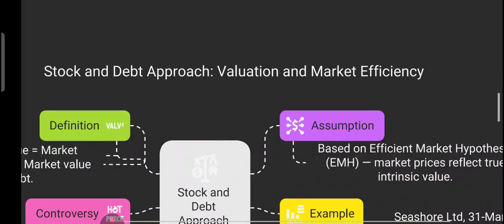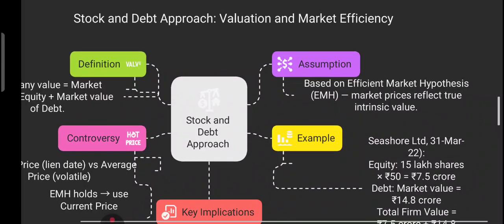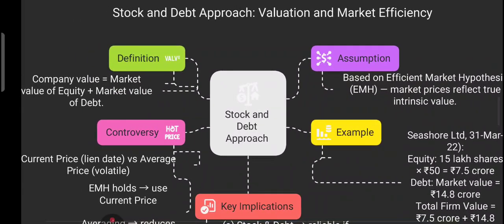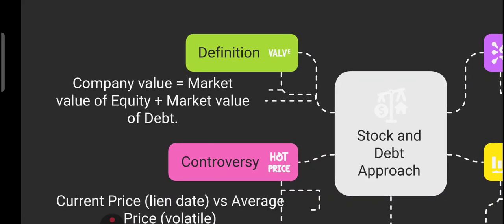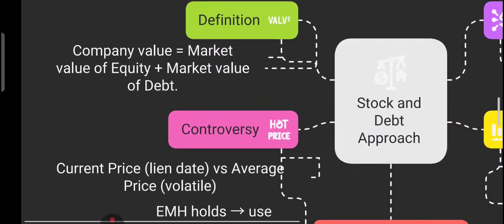Now friends, have a look at the first approach. I told you, the stock and debt approach, very important. Every aspect we are going to clear here. When valuing a company, one trusted method is the stock and debt approach. If you look at the definition, it is simple. Just add the market value of equity and the market value of debt. That is your total company value. It's so simple: market value of equity plus market value of debt.